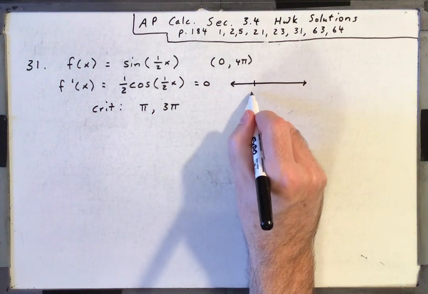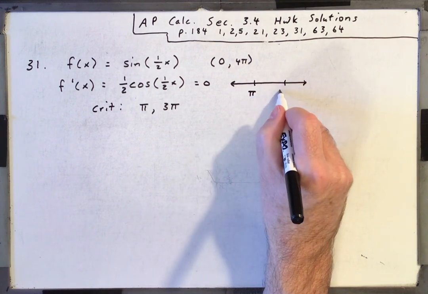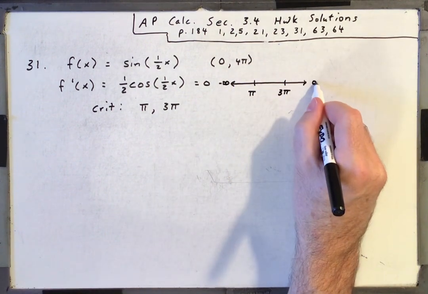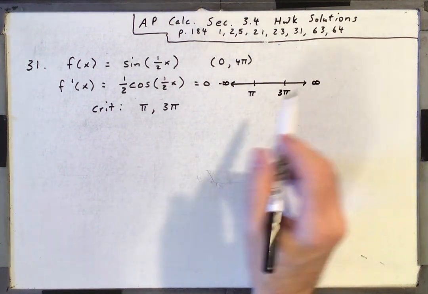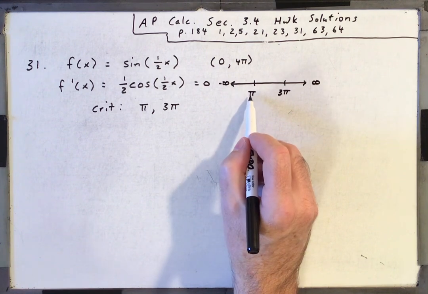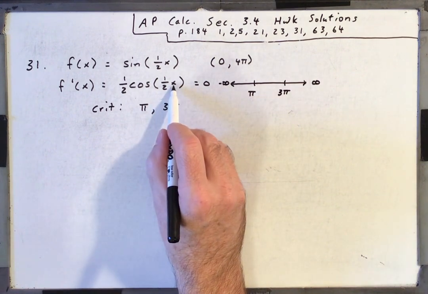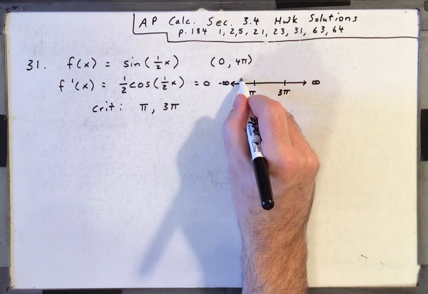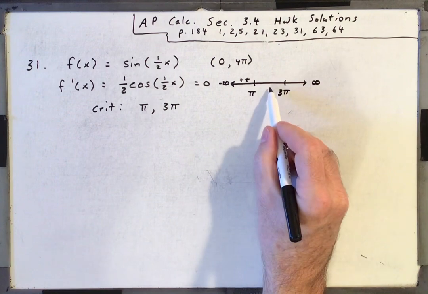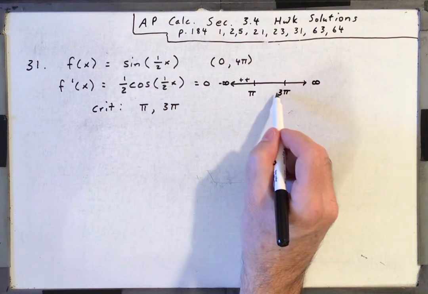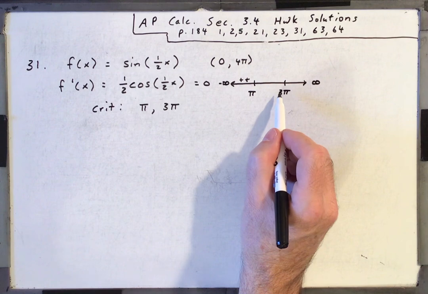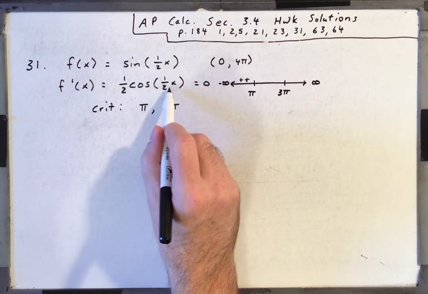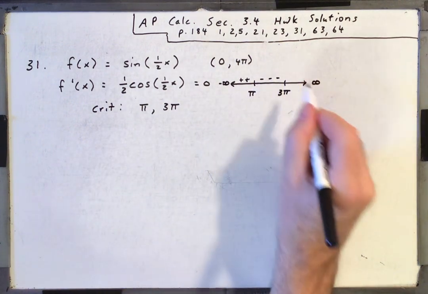So we have pi and 3 pi. So negative infinity to infinity. So less than pi, I'm going to pick pi over 2. That'd be pi over 4 when we plug the pi over 2 here. Cosine of pi over 4 is root 2 over 2. That's positive. I'm going to pick 2 pi in between these two critical points. All right, so 2 pi over 2, that'd be pi. Cosine of pi is negative 1, so that'd be negative 1/2.